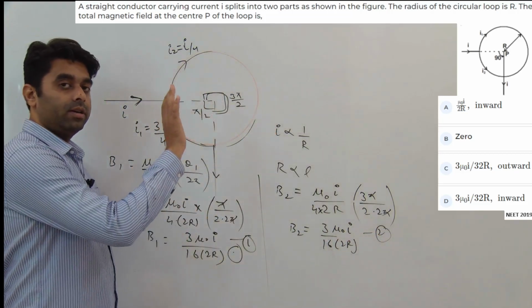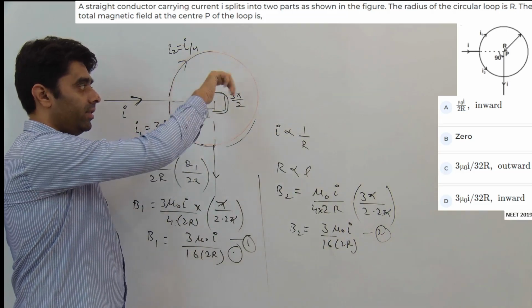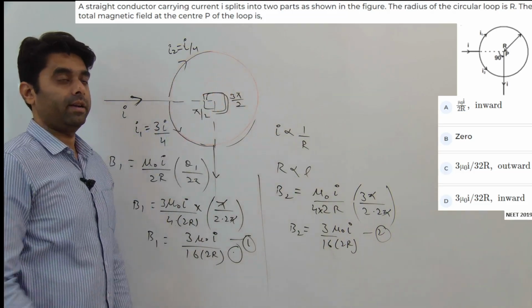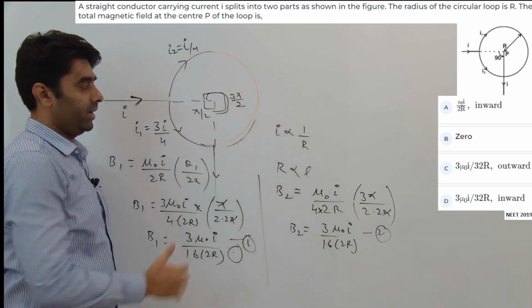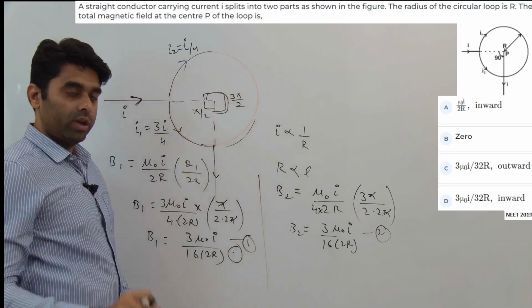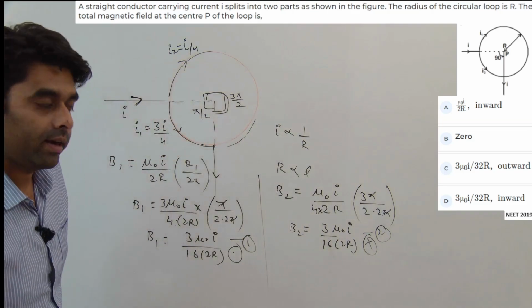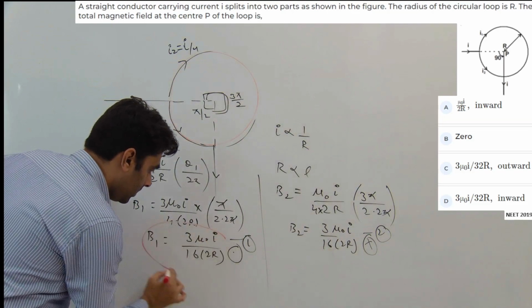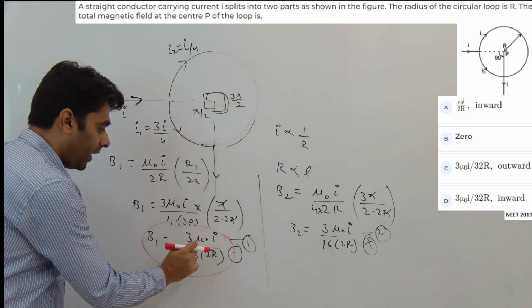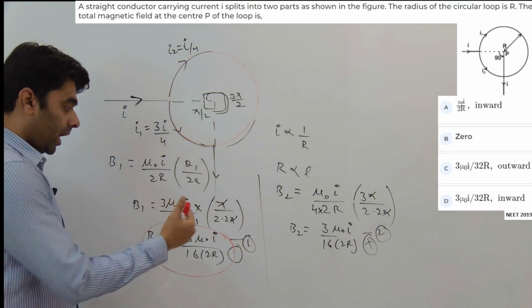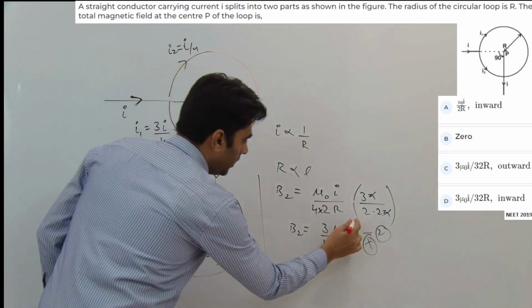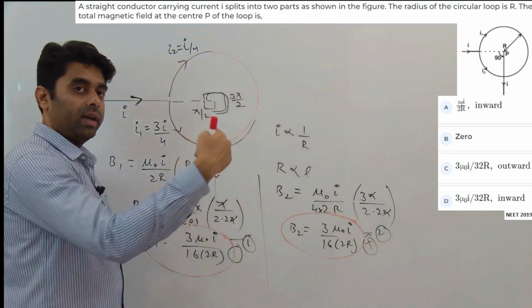Direction will be, turn your fingers in the direction of current, thumb will give you the direction of magnetic field, which is coming inward, whereas this one is coming outward. So inward, cross circle. Now see carefully, look at the magnitudes. 3 mu naught I by 32R, outward direction. 3 mu naught I by 32R, inward direction.